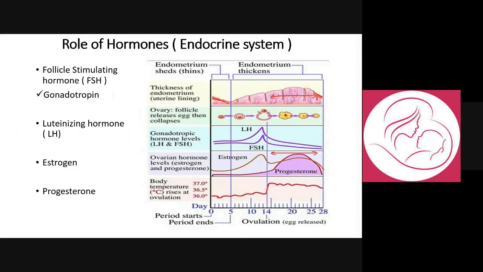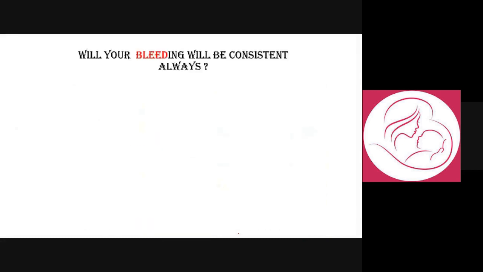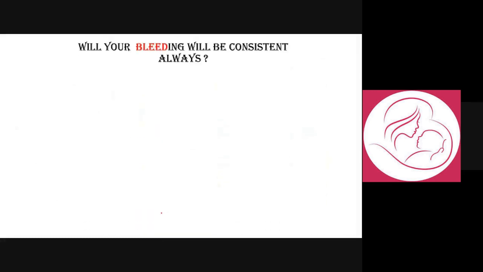So maintaining a temperature record is also a very ideal way to keep track of your ovulation, and there are other parameters also to do that, which I will be explaining in the coming series. Having known now the importance of the endocrine system in your menstrual flow cycle, we go and ask a question: will you be bleeding consistently always throughout your journey of reproductive history? Will you be bleeding consistently?